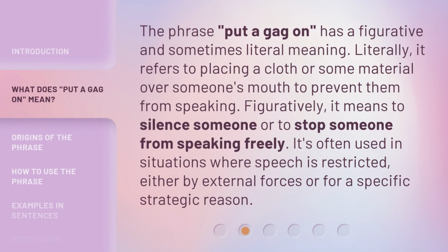The phrase, put a gag on, has a figurative and sometimes literal meaning. Literally, it refers to placing a cloth or some material over someone's mouth to prevent them from speaking. Figuratively, it means to silence someone or to stop someone from speaking freely. It's often used in situations where speech is restricted, either by external forces or for a specific strategic reason.